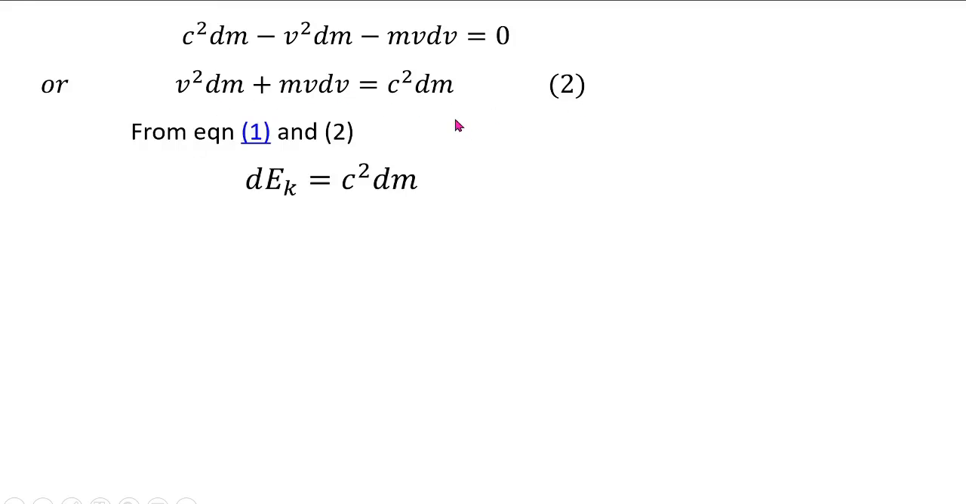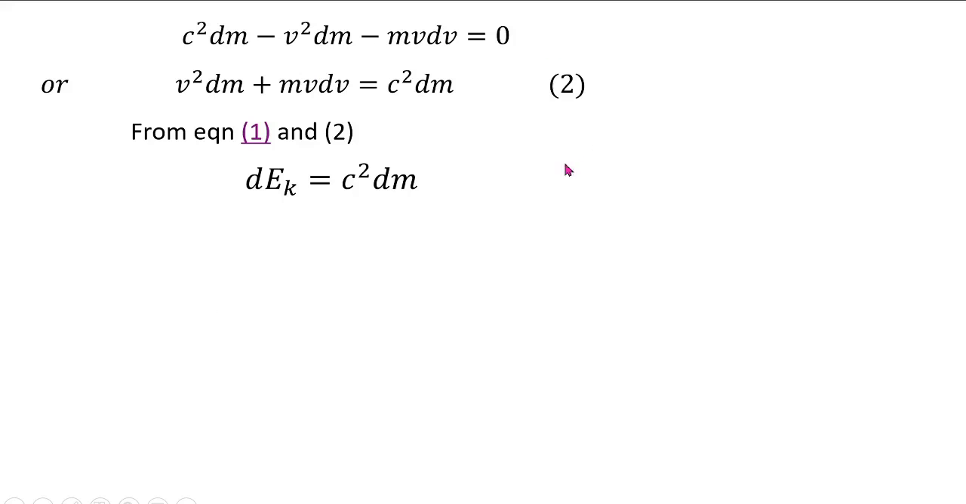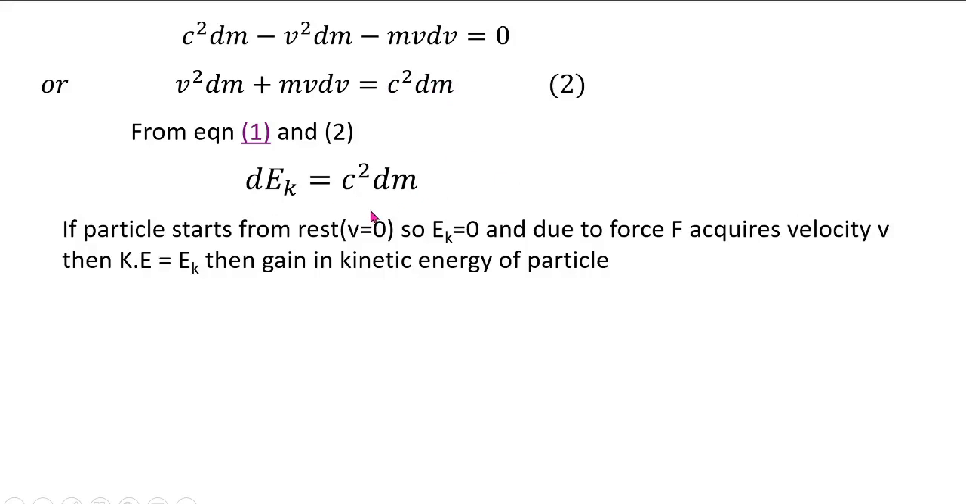Let this be equation 2. Then from equations 1 and 2: in equation 2, the left hand side is v square dm plus mv dv, and in equation 1, the right hand side is mv dv plus v square dm. Therefore, instead of mv dv plus v square dm, substitute c square dm. Then we get dEk, the change in kinetic energy, is equal to c square dm.